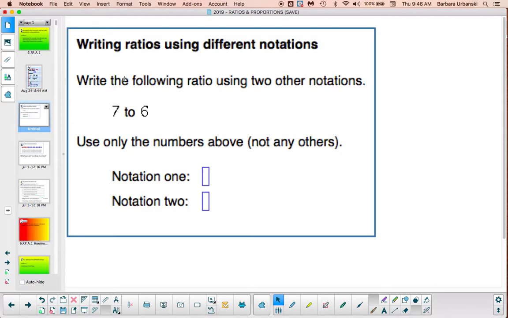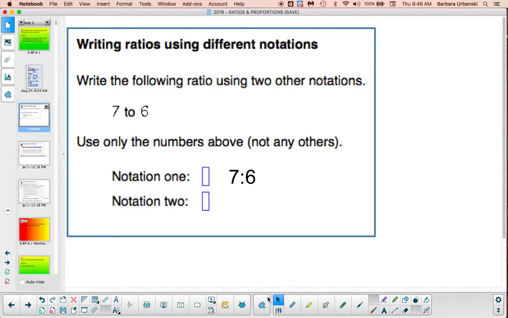It says, write the following ratio using two other notations. Well, if you look, they're using the word TO. So if they're telling you to use two other notations, then you better have the other notation, which would be the colon. So you could have said 7 colon 6. Notice that the 7 is listed first. And then the second way would have been writing it as a fraction.